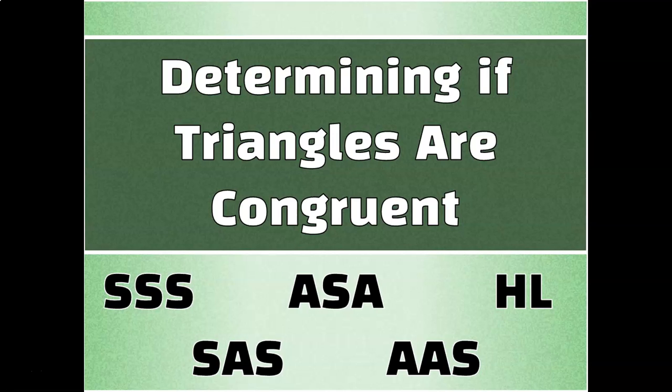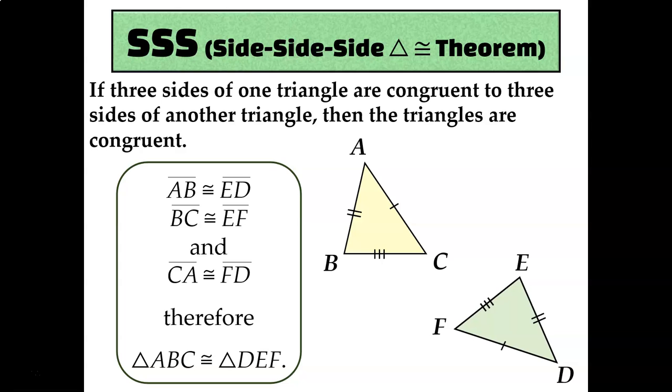Instead of proving all three pairs of angles and all three pairs of sides are congruent, you could use one of the following 5 theorems instead. First, we have SSS, which is short for the side-side-side triangle congruence theorem. And it states that if you can show that all three pairs of sides are congruent, that's enough to say that the triangles are congruent. You don't actually have to know anything about the angles at all.